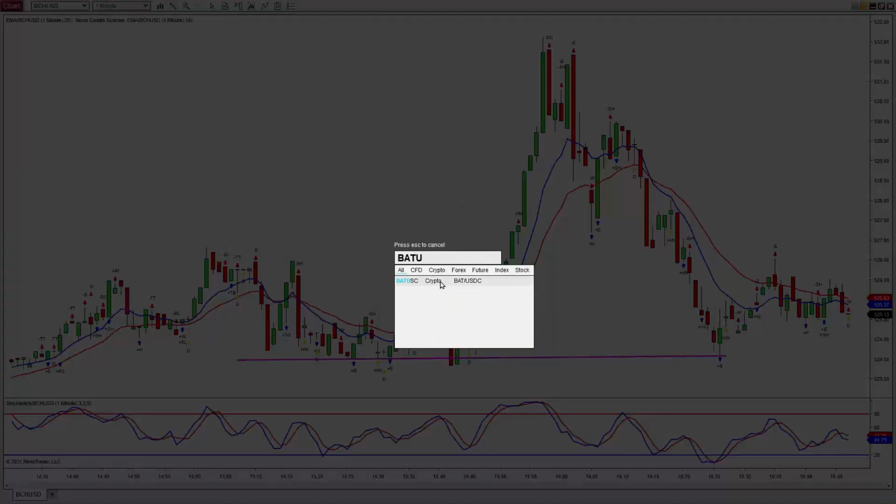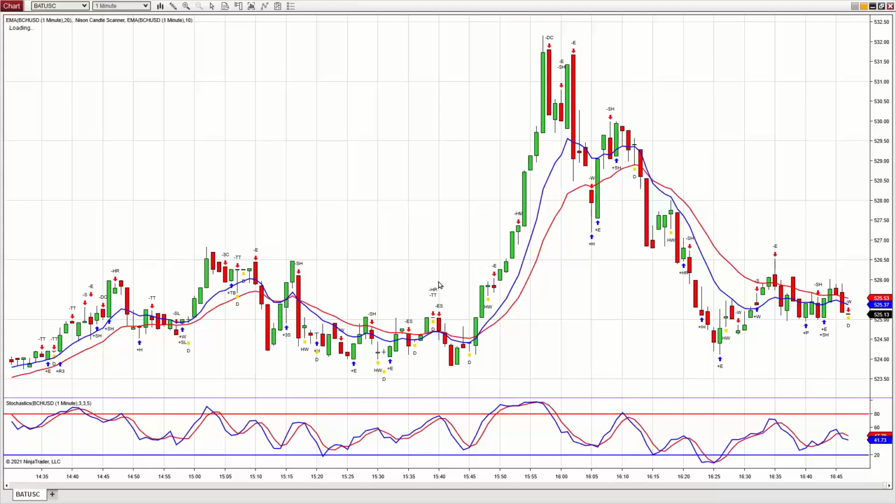BATU, and there you go. See, again, we can see that's the cryptocurrency. That's the one I want. Just as you start to type, it just automatically shows you.